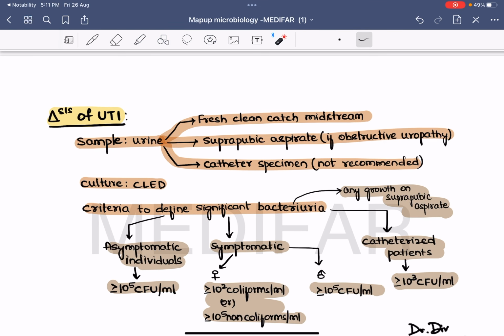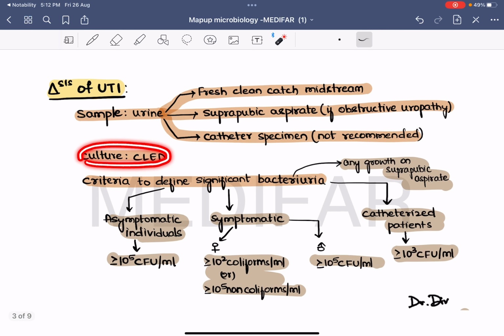The sample should be urine. You should take a fresh, clean catch midstream urine. And suppose if that is not possible, a suprapubic aspirate is taken, that is in case of obstructive uropathy. And most of the time we don't recommend a sample from a catheter.